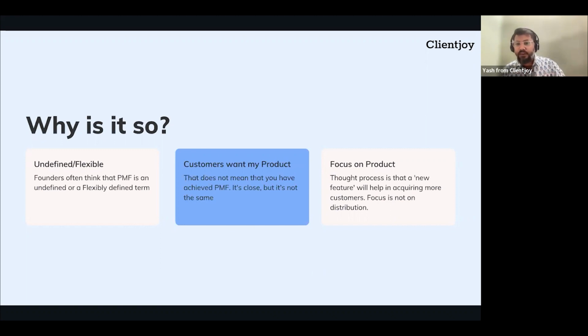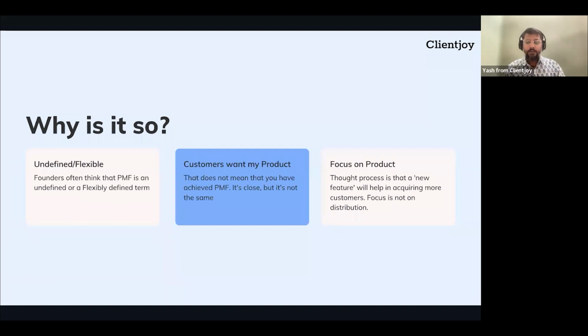The other reason is that the founder of a company is typically comfortable building the product, because that is 100% in their control. So they are led to believe, or sometimes develop this thought process, which I had for the longest time, that the reason we don't have product market fit is because the product is not good enough. This one product needs this one new feature or these three new features, and once we build that, then we'll be able to achieve product market fit, right?